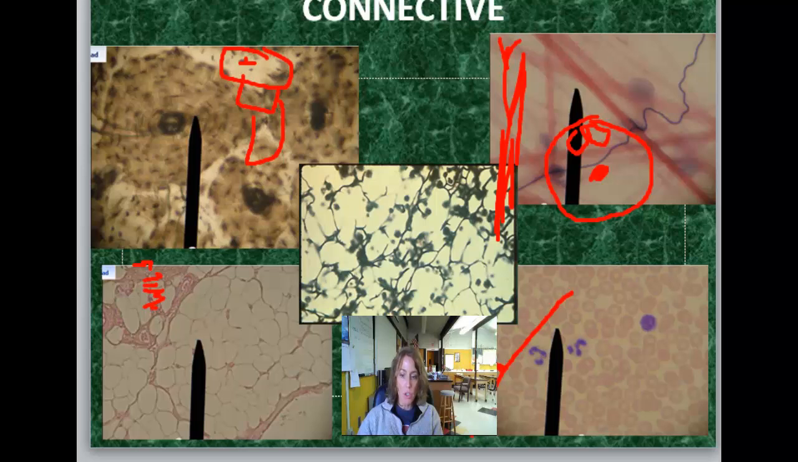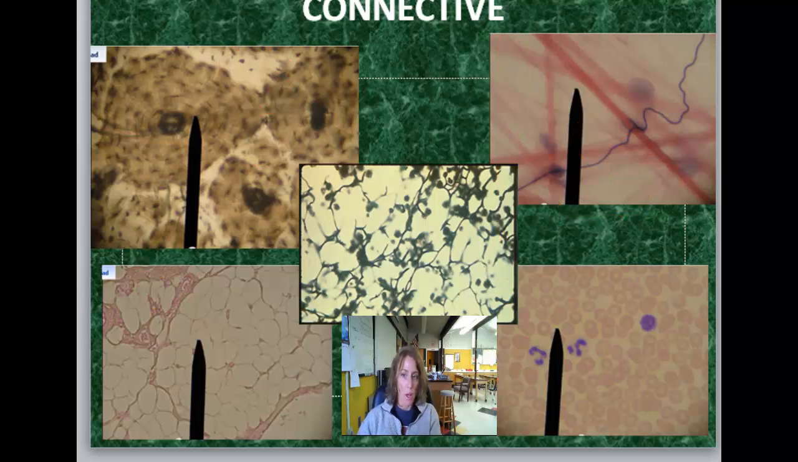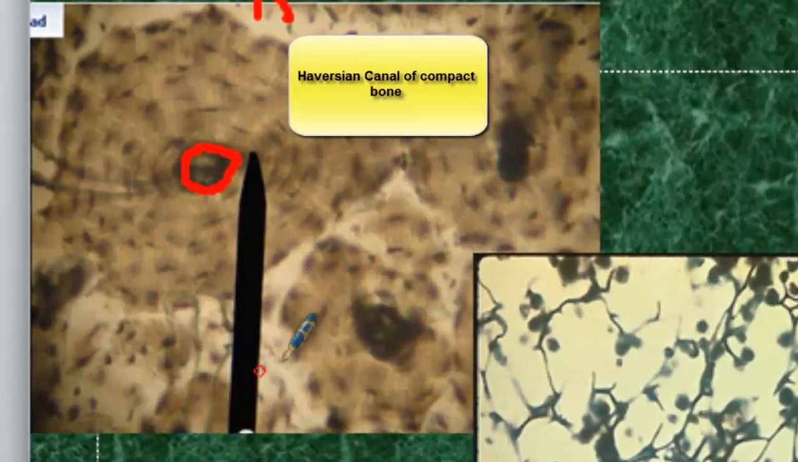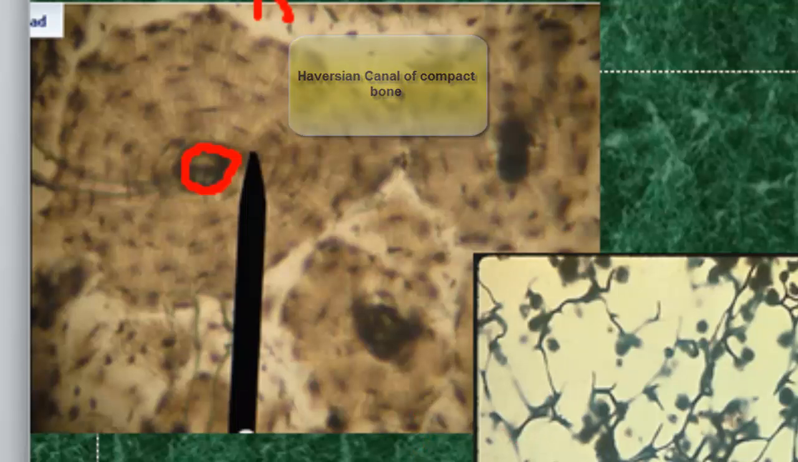And connective tissue is found more abundantly than any other tissue in your body. It is for connecting and supporting, also for transporting substances. And here you see examples of connective tissue. In this slide, you see compact bone, which is a connective tissue, and you see the Haversian canal in the center. Remember, the Haversian canal is where the blood vessels and nerves travel.